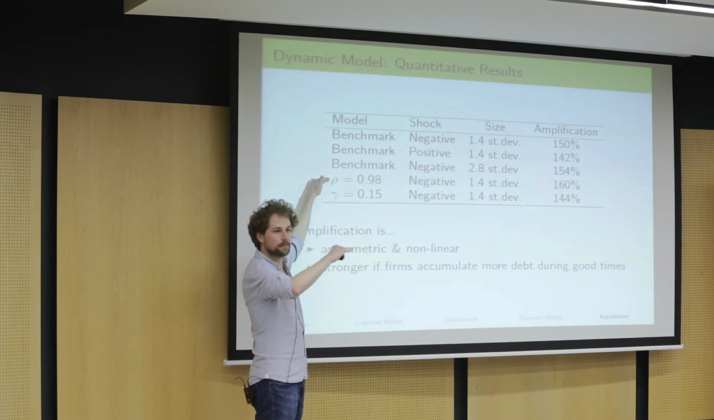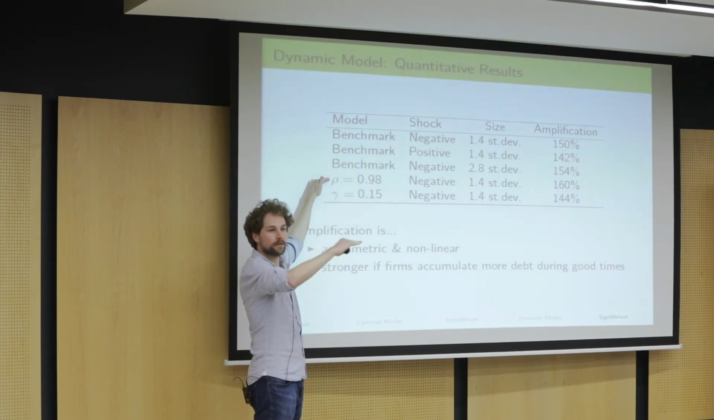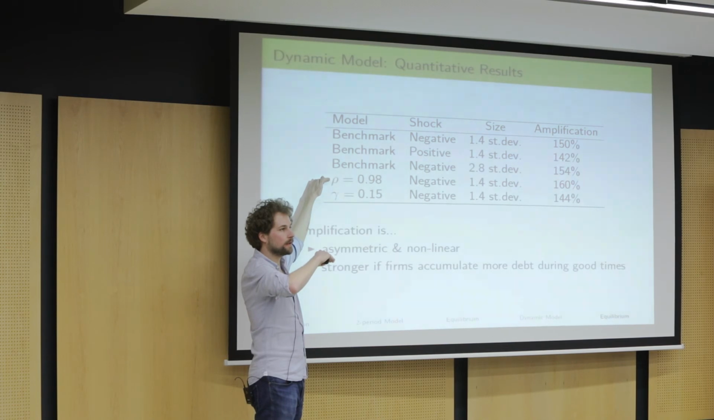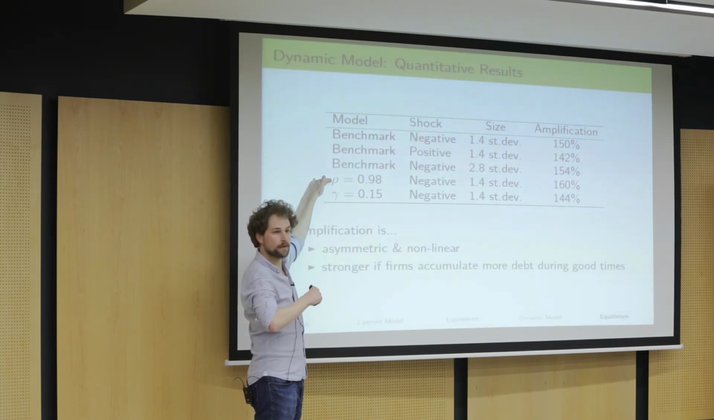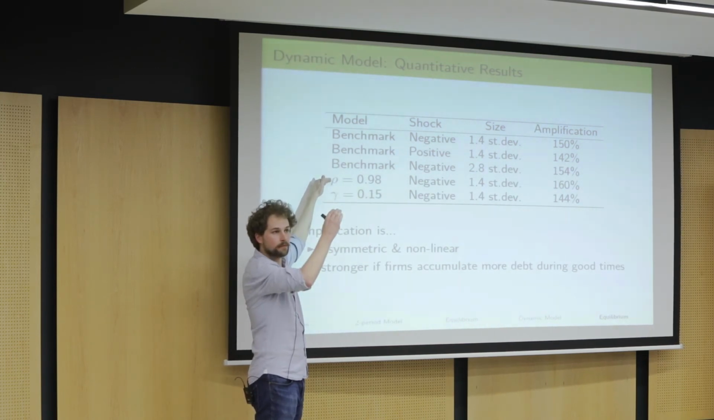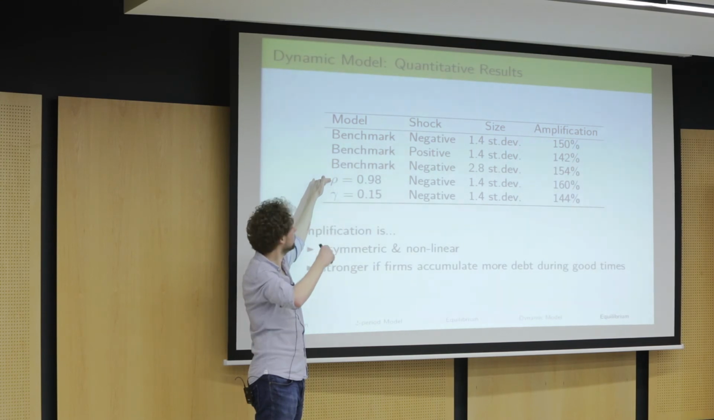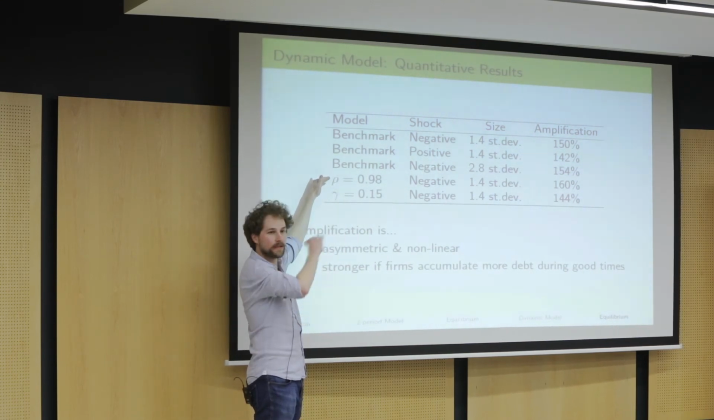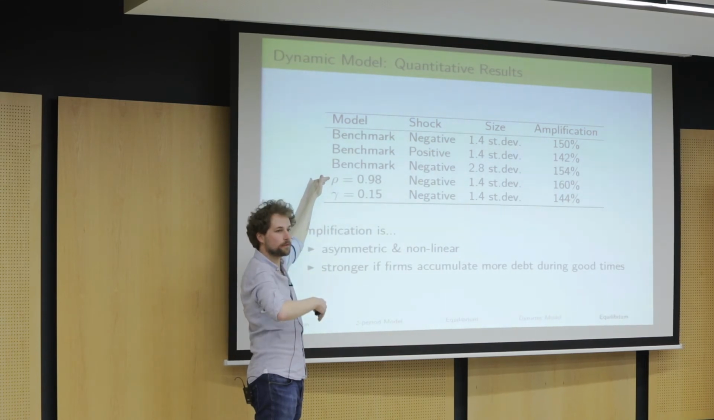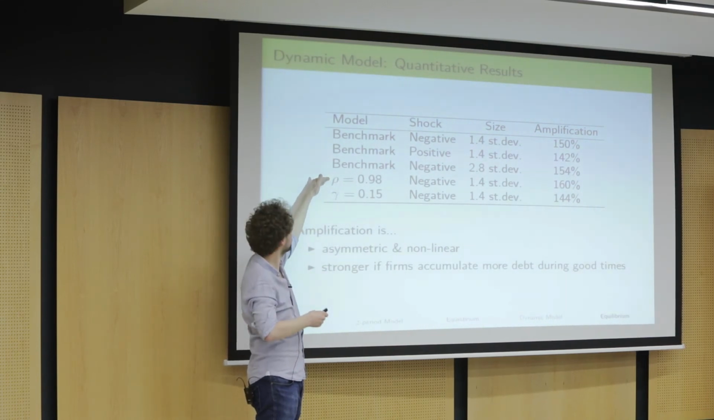firms in a good state are more valuable. They know that they will be longer in this good state, so they will also take on more debt. And in a low state, they will take on less debt. Then, if I have a negative shock, because existing debt B will be higher relative to K, the amplification effect is stronger. So if firms build up more debt in good times, the recession afterwards is more severe. That's something which we get here.